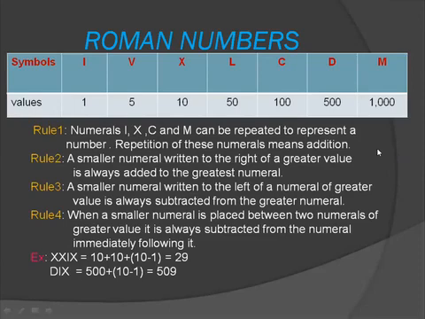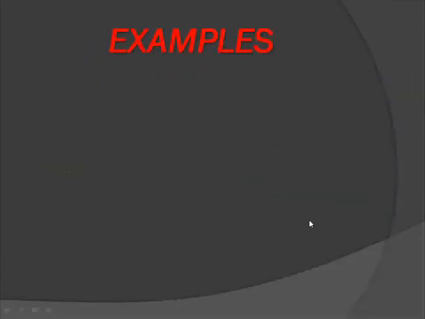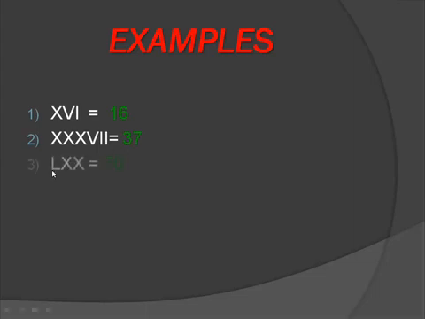Let us see the next examples for Roman numbers. How will we write them? See here, XVI. That means 10 plus 5 plus 1, which is 16. Next example, XXXVII. XXX is 10 plus 10 plus 10, which is 30, then 5, 6, 7. So 37. Next example, LXX. L means 50, X means 10 and again X means 10. 50 plus 10 plus 10 gives us 70.